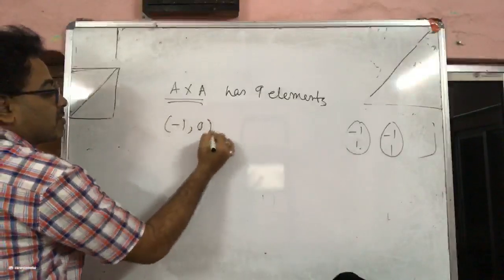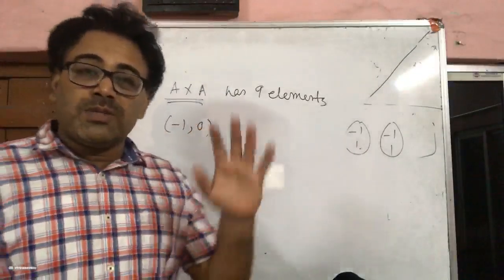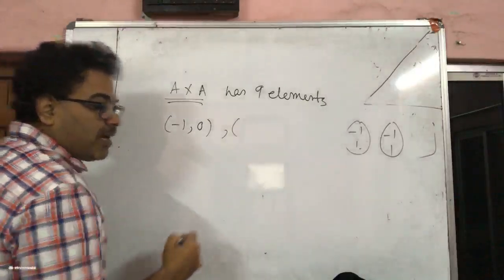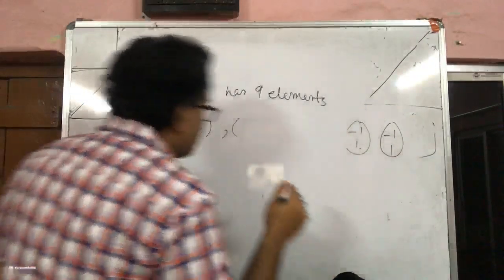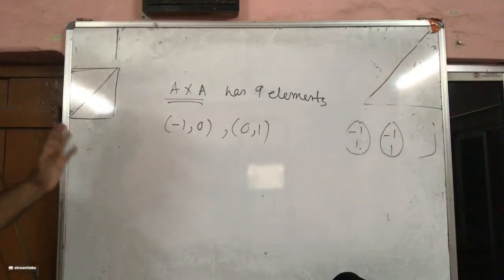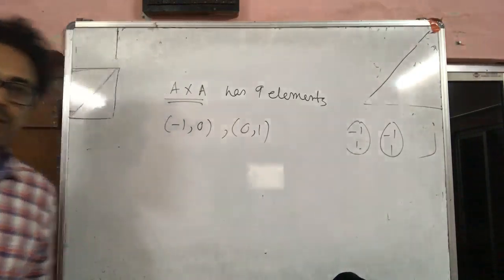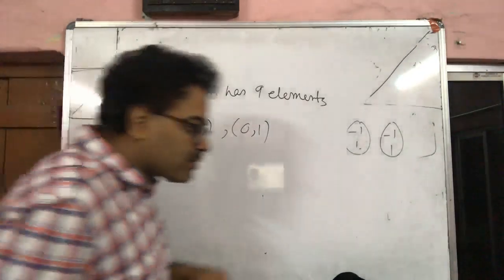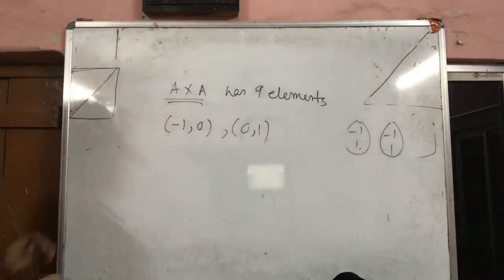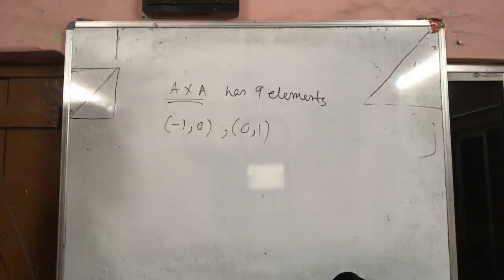Sorry, भूल बोला. Out of these 9 pairs, 2 pairs are given. -1 0 and 0 1. So you have to write down the remaining pairs. Right? So you have to find the set A and find out the remaining pairs.